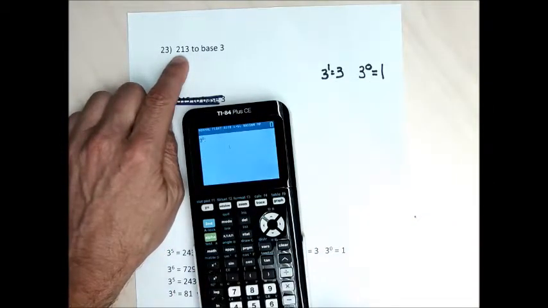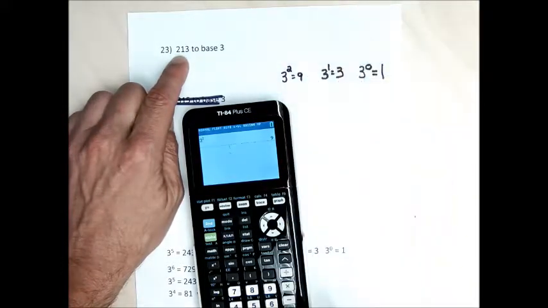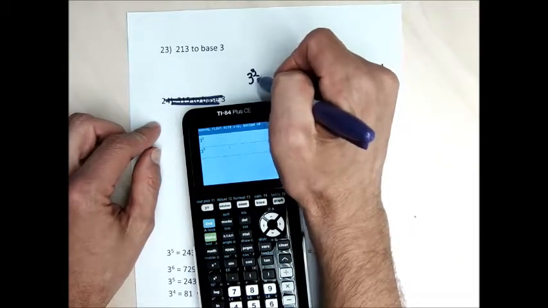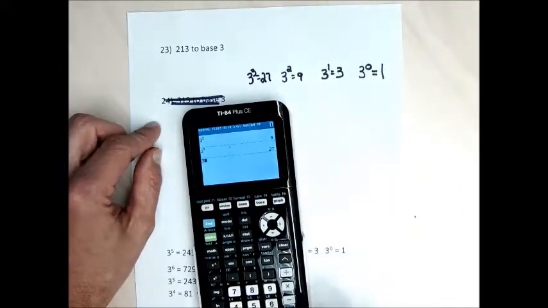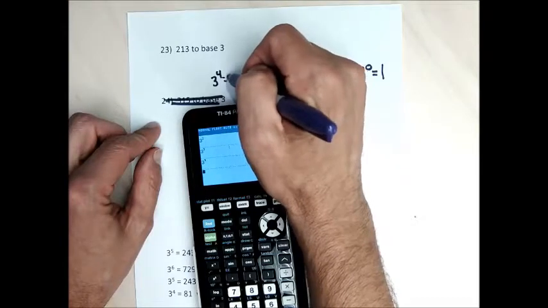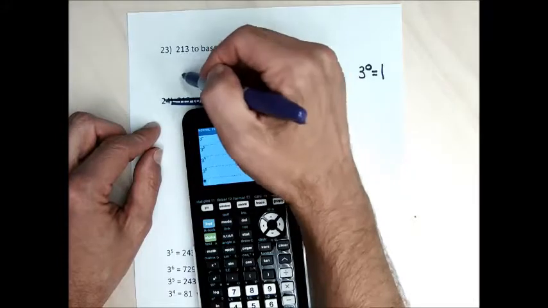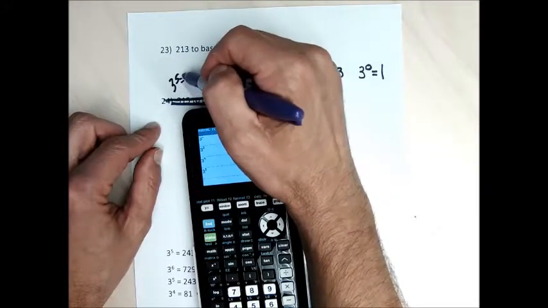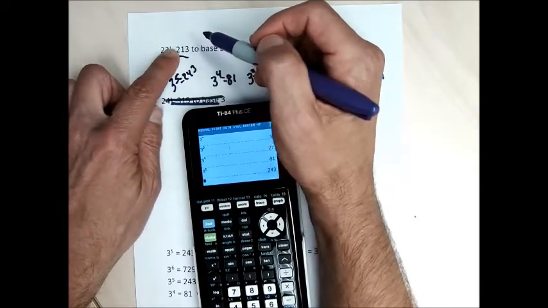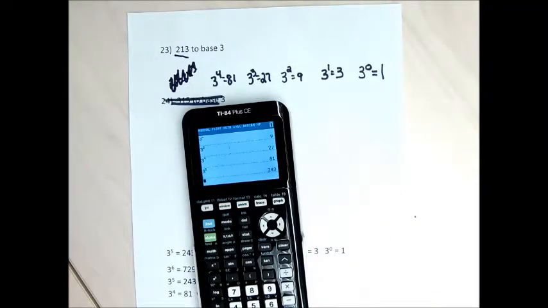3 squared is 9. And then 3 cubed is 27. And then 3 to the 4th is 81. And I think the next one's going to be my too big. My 3 to the 5th is 243. And I need to find every power of 3 that's less than or equal to 213. And once I get to a number bigger than 213, I'm going to ignore that number and start my process.